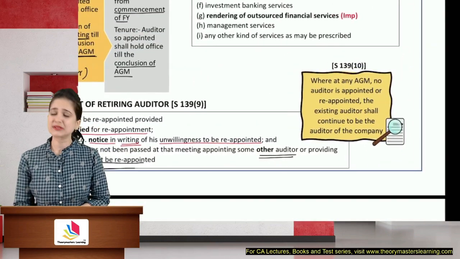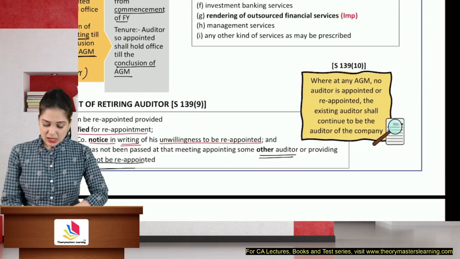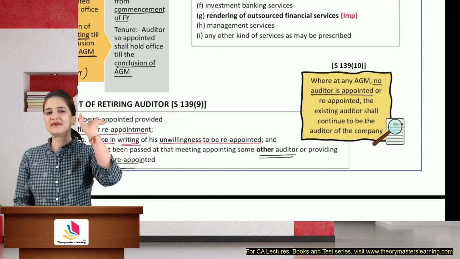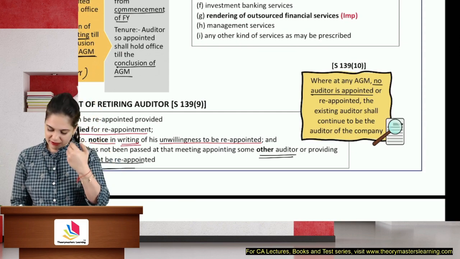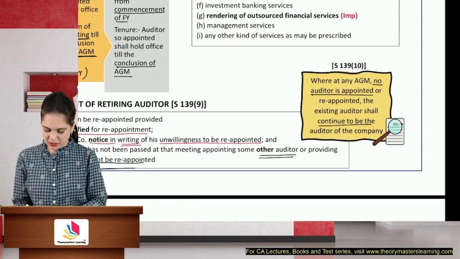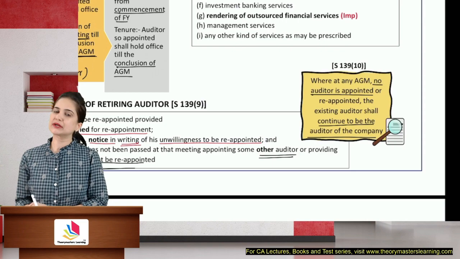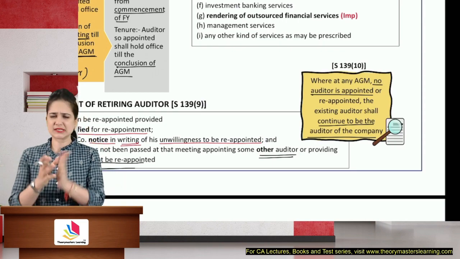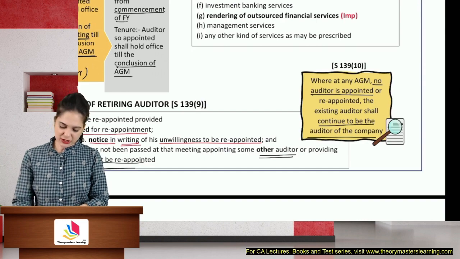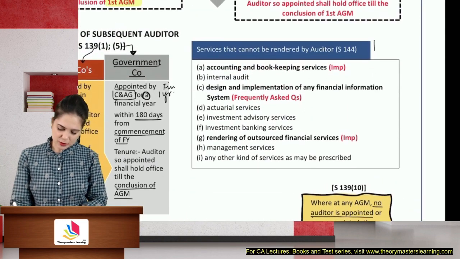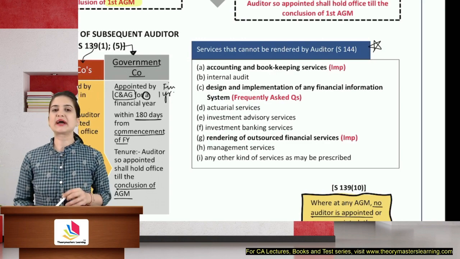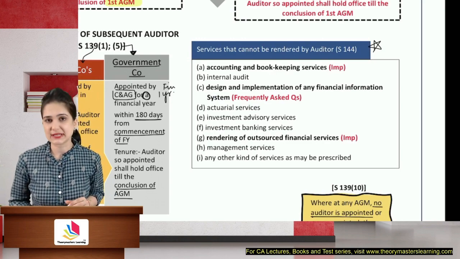And now what is section 139 subsection 10? Where at any AGM no auditor is appointed or reappointed, then the existing auditor will be considered. He will continue to be auditor of the company. So if no auditor is appointed, then the existing auditor will continue as auditor of the company. That is discussed under section 139 subsection 10. This is very important for not only theory but also case-based questions. The ones which I've highlighted in red are frequently asked exam questions.